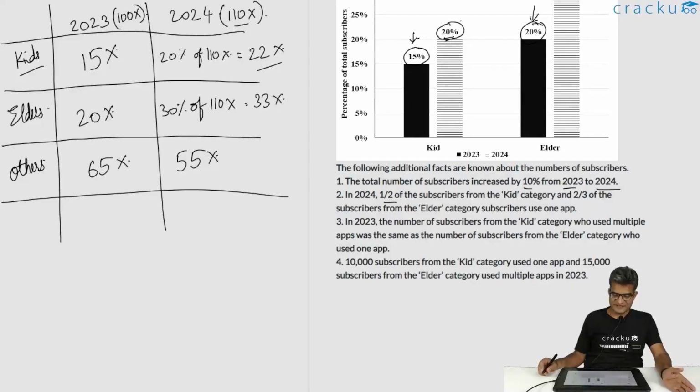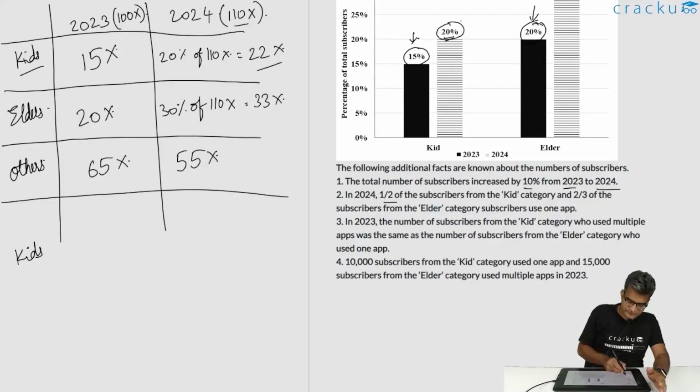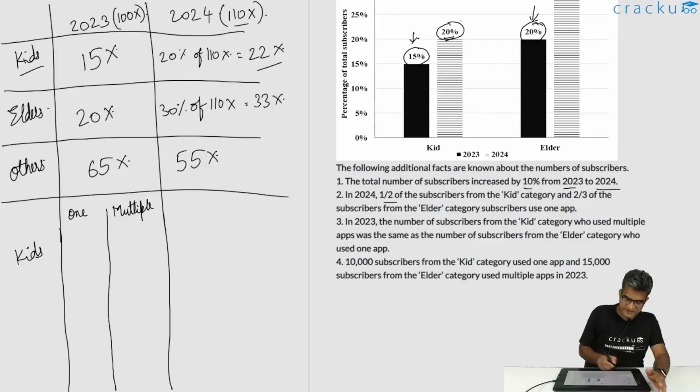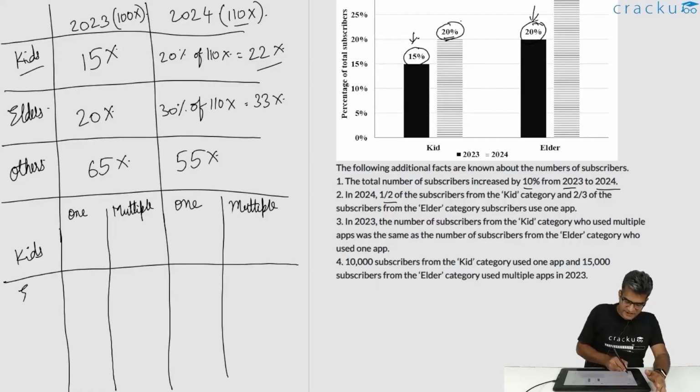So what we'll do is we'll split this into 2 parts. So we'll say that, okay, this will be kids again. This is 2023 and 2024. But we'll now split it into 2 parts. This is one and this is multiple. This is in 2023. Similarly, over here also we'll split it into 2. This is 2024 kids, one and multiple. We'll have kids. Similarly, we'll have elders also. And we'll have others also.